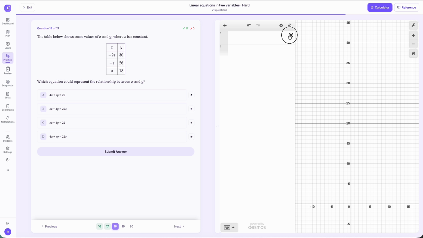Okay, next one. The table below shows the values of X and Y where S is a constant. Which equation could represent this situation? You've probably seen a lot of these if you've already done some algebra, medium even. If you have a table, you can just put it in Desmos and do a regression, and it generally gives you an equation. But you see, if I type these points in the table, Desmos doesn't like that. That's what these triangles mean, right? Errors. The reason it doesn't like it is it doesn't know what S is.